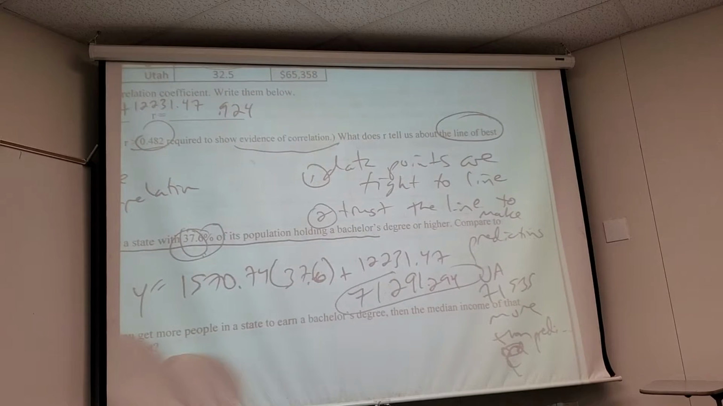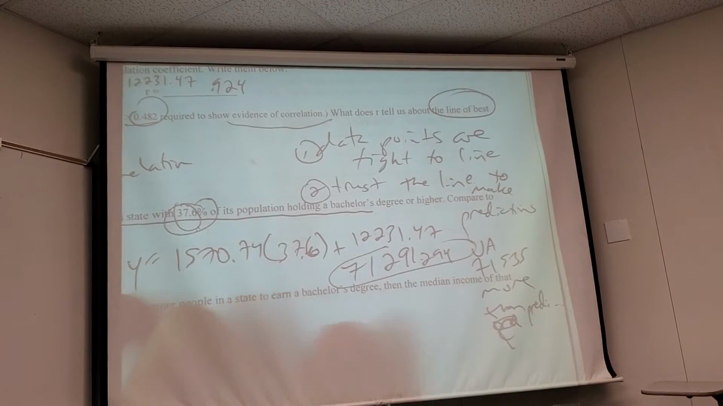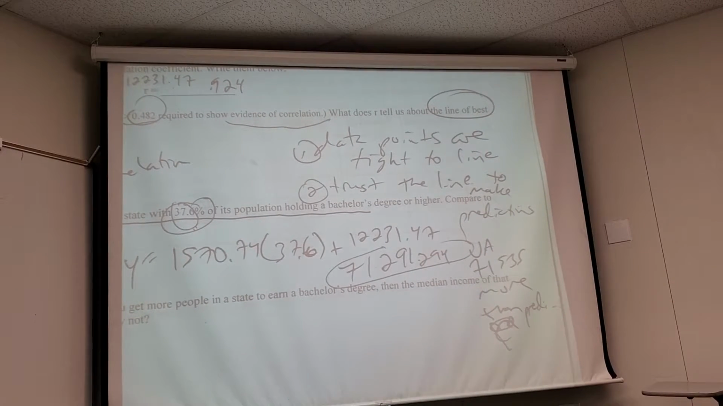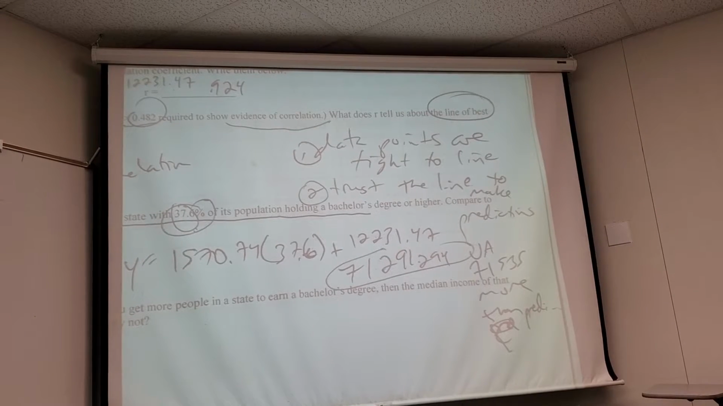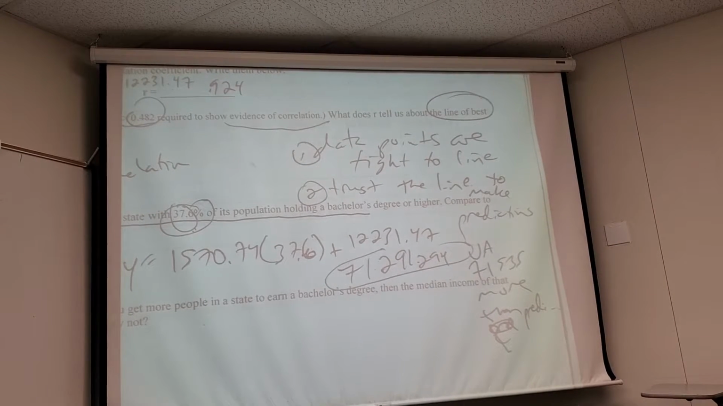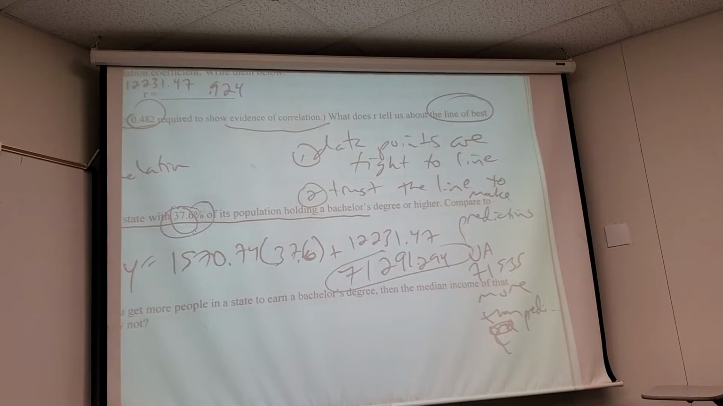If r would have been 0.7, maybe that would have been a lot further off, because then the prediction is not going to be as accurate. The closer r is to 1, the more accurate our predictions. Makes sense. Hopefully. What about this last question?